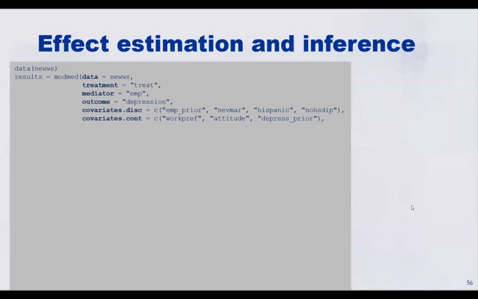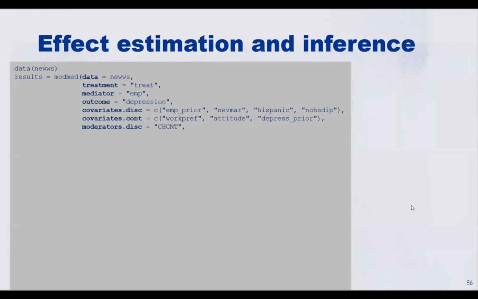In this way, you do not need to factorize the discrete covariates on your own. You only need to tell the program which covariates are discrete and which covariates are continuous, and then the program will factorize the discrete variables for you. You do not need to worry about that.